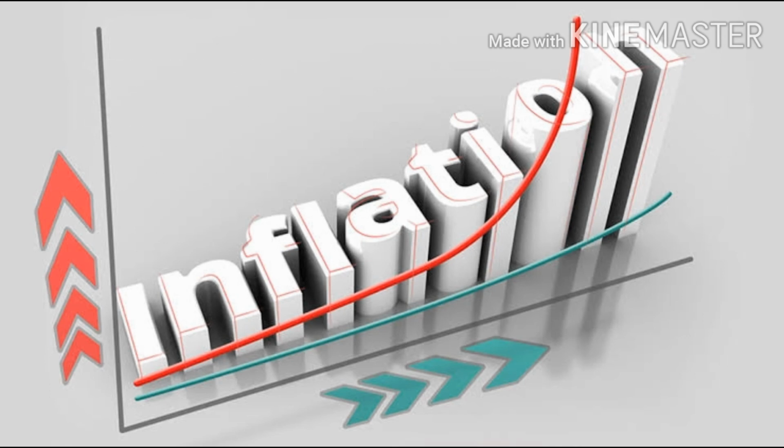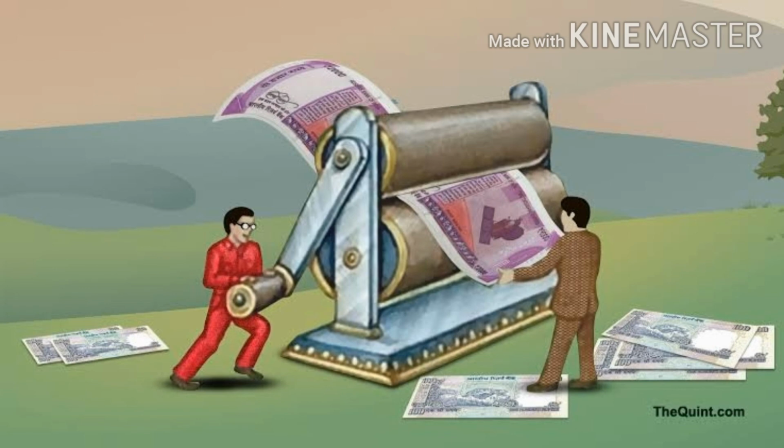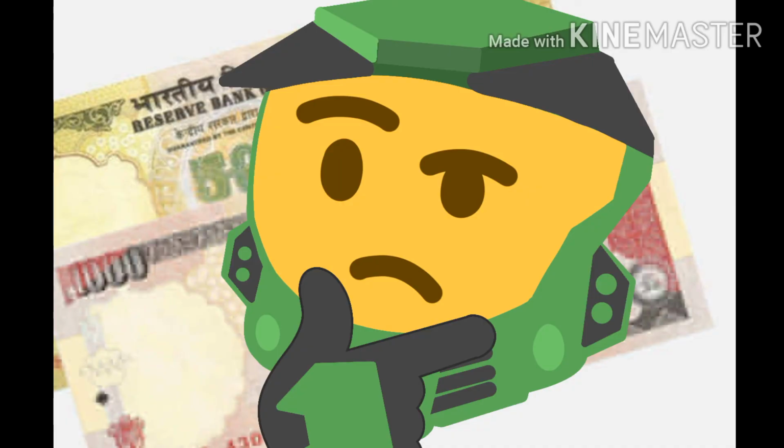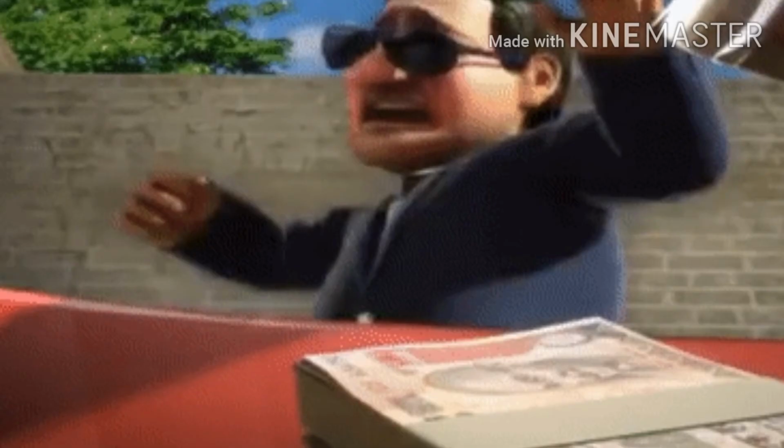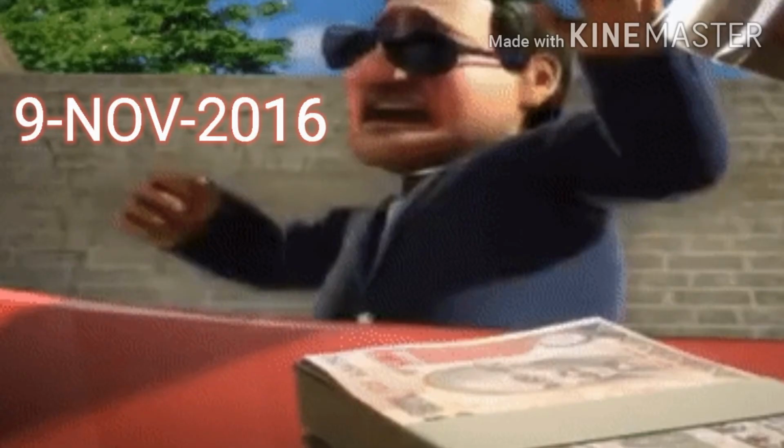And now I think you are clear about the questions on currencies and their values, and also the pros and cons of printing more currency. And do you know when the 500 and 1000 rupee notes were banned by the Indian government? It was 9th November 2016.